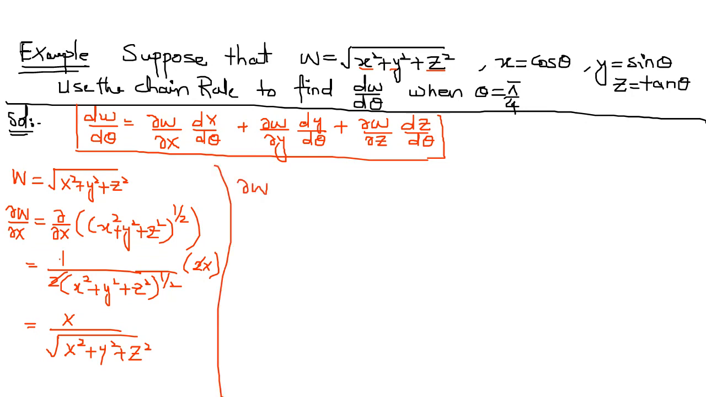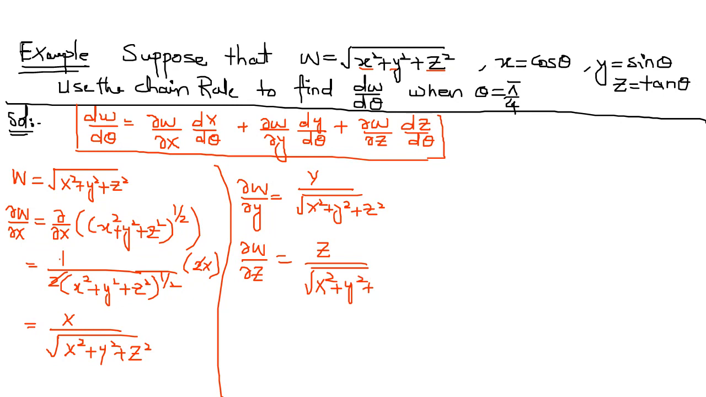Similarly, you can find the partial derivative with respect to y. That will be y divided by square root of x square plus y square plus z square. And with respect to z, that will be the same, that is z divided by square root of x square plus y square plus z square.